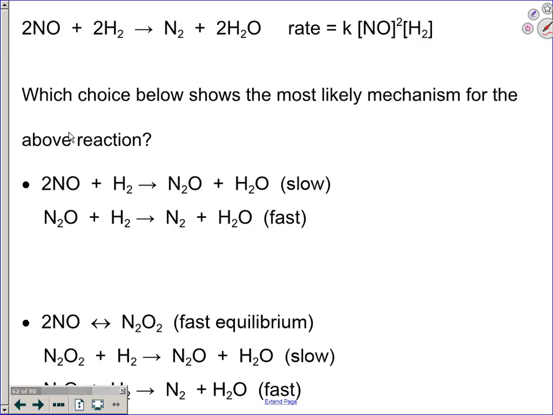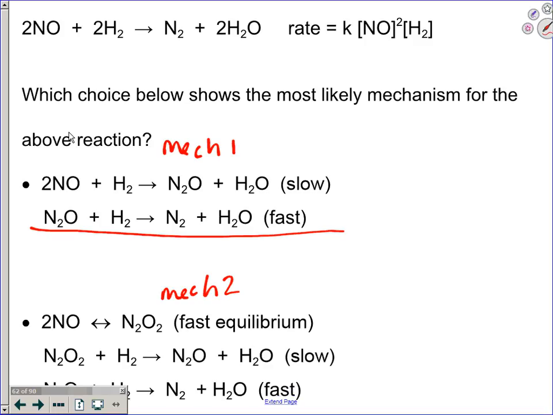So we have this reaction, we have the rate law. Which of these mechanisms is the most likely mechanism by which this reaction occurs? So what do we have to prove? Let's call this mechanism 1 and this mechanism 2. What do we have to prove about mechanism 1? Okay, so the slow step molecularity matches the rate law designation here, and then the overall matches the overall.